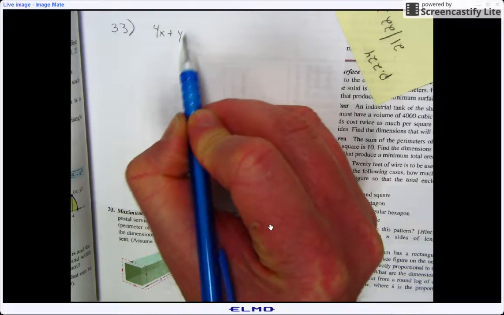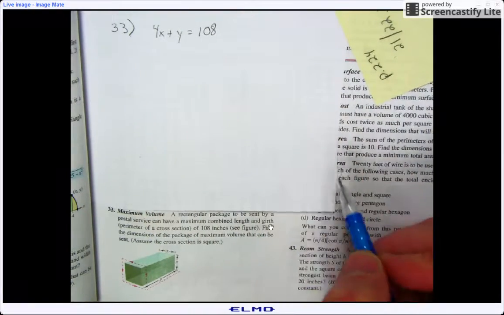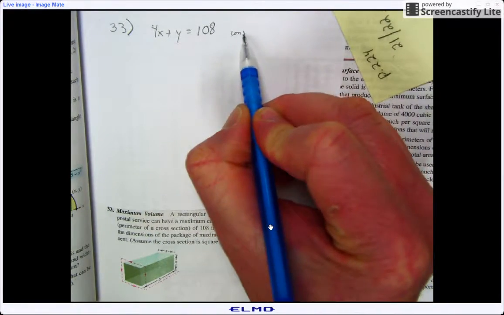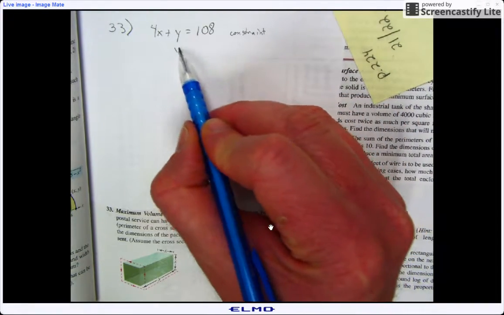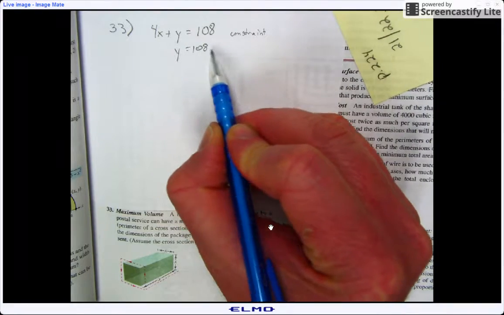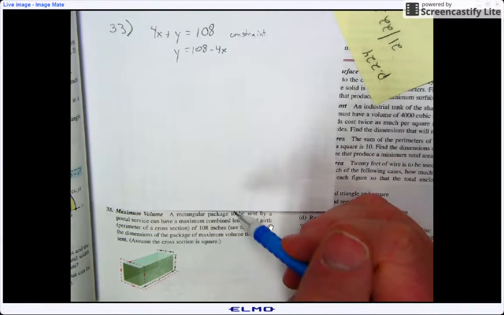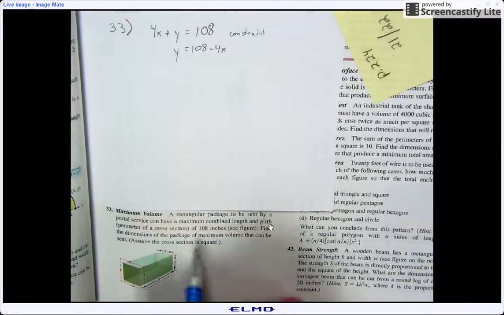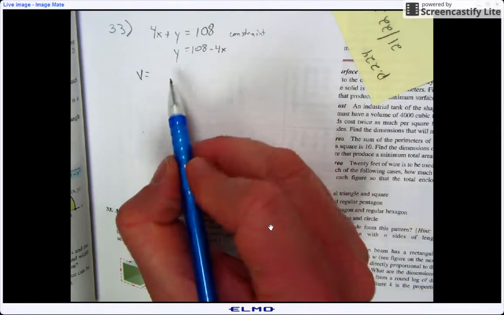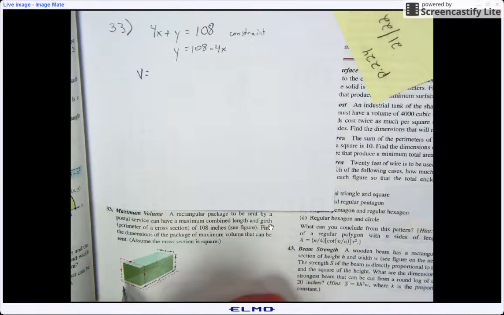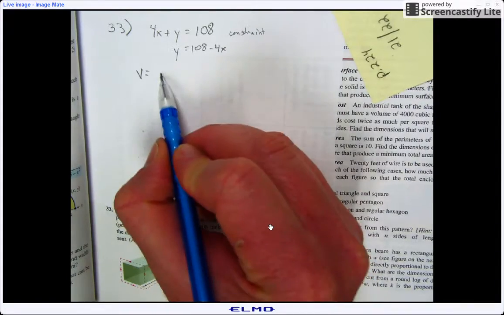And the length is y. The most that can be is 108. So that's your constraint. That's like our piece of paper that we're cutting. So y equals 108 minus 4x. And then we are trying to find the dimensions of the package of the maximum volume. So we're maximizing volume. So a formula for volume of this box would be x times y times x, so x squared y.